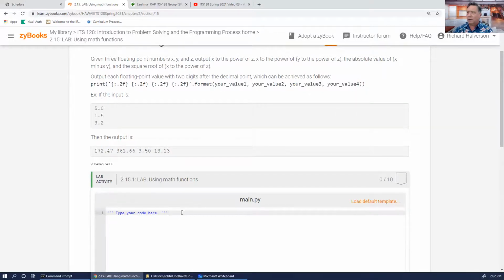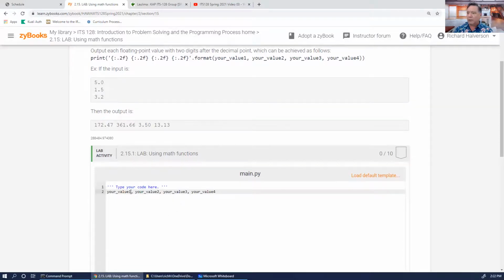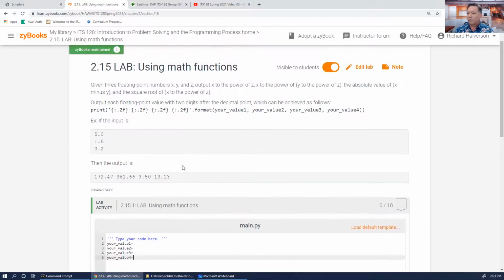Copy. I'm going to first paste it right there, and I'm going to say this is equal to something, and this is equal to something, and this is, and so is this. And the first one is equal to, well, I have to input something first. Okay, let me just do that.